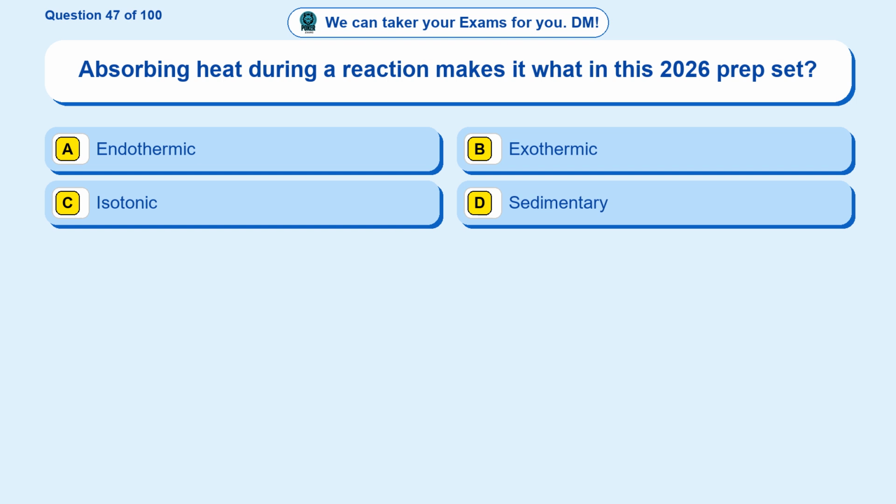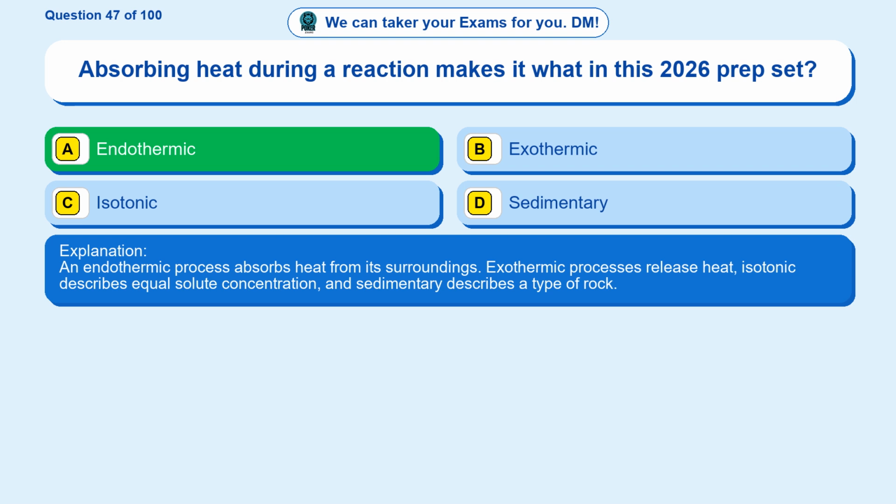Question 47. Absorbing heat during a reaction makes it what in this 2026 prep set? Option A, endothermic. Option B, exothermic. Option C, isotonic. Option D, sedimentary. The correct answer is option A. Endothermic. An endothermic process absorbs heat from its surroundings. Exothermic processes release heat, isotonic describes equal solute concentration, and sedimentary describes a type of rock.